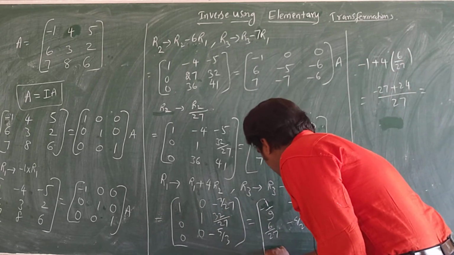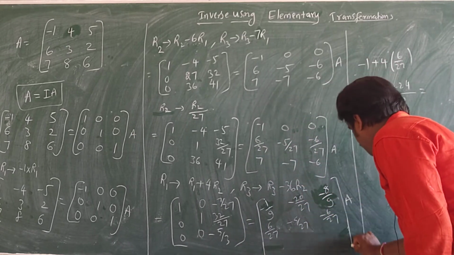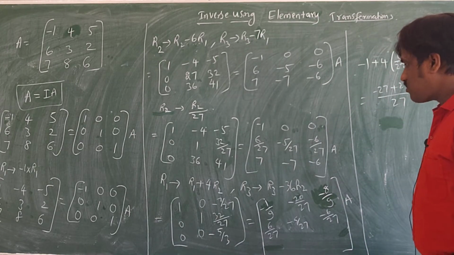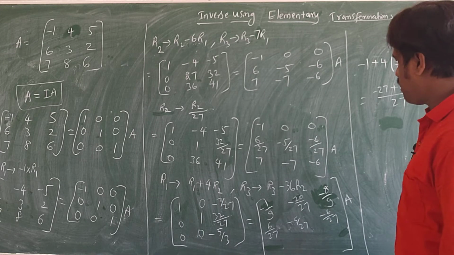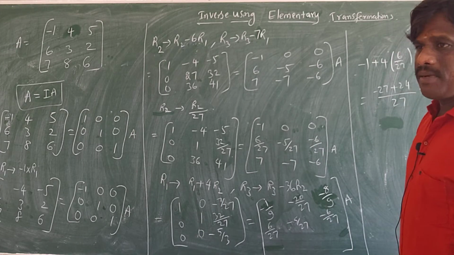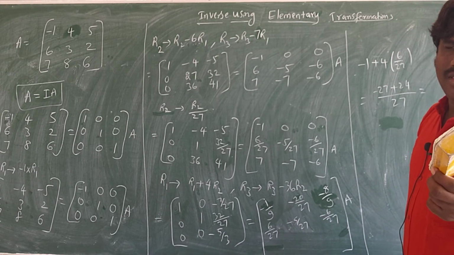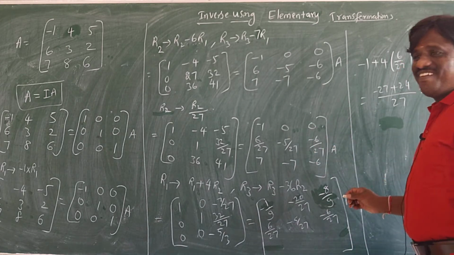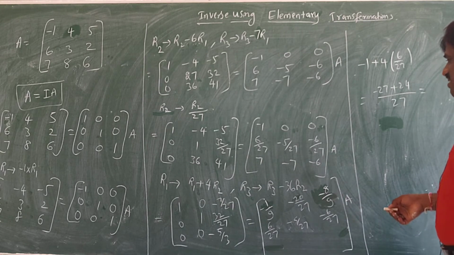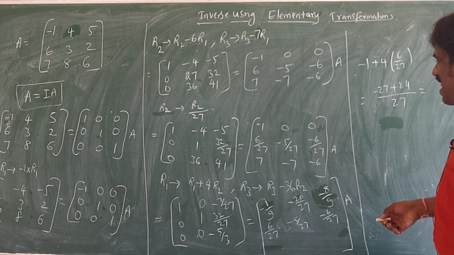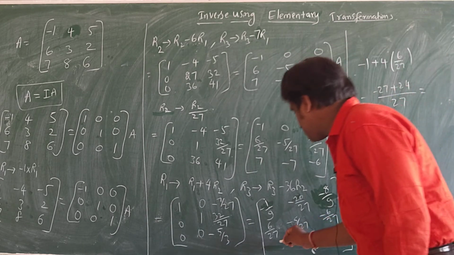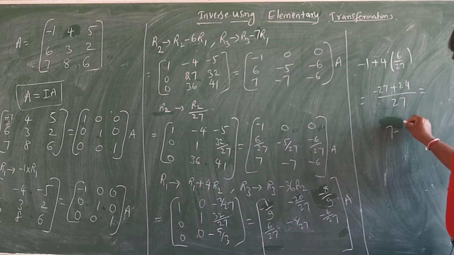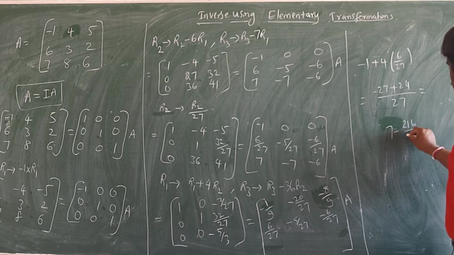Now I have to do this one also. Yes, sir? I have to do this one. Now tell me how to do this one. Come on, fast. Don't waste time. Those who are watching this video, keep it at 2.0 speed. Now do it. Tell me. 216 by 27. 7 minus 216 by 27.